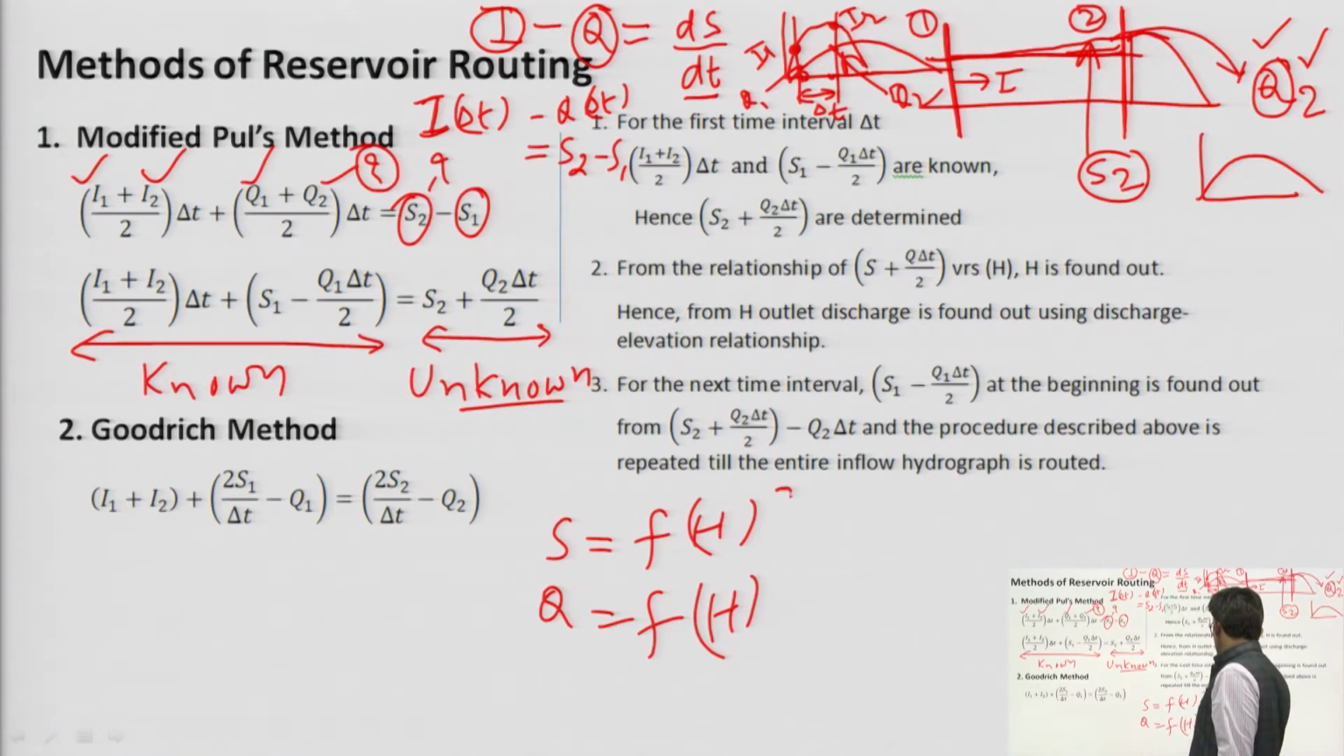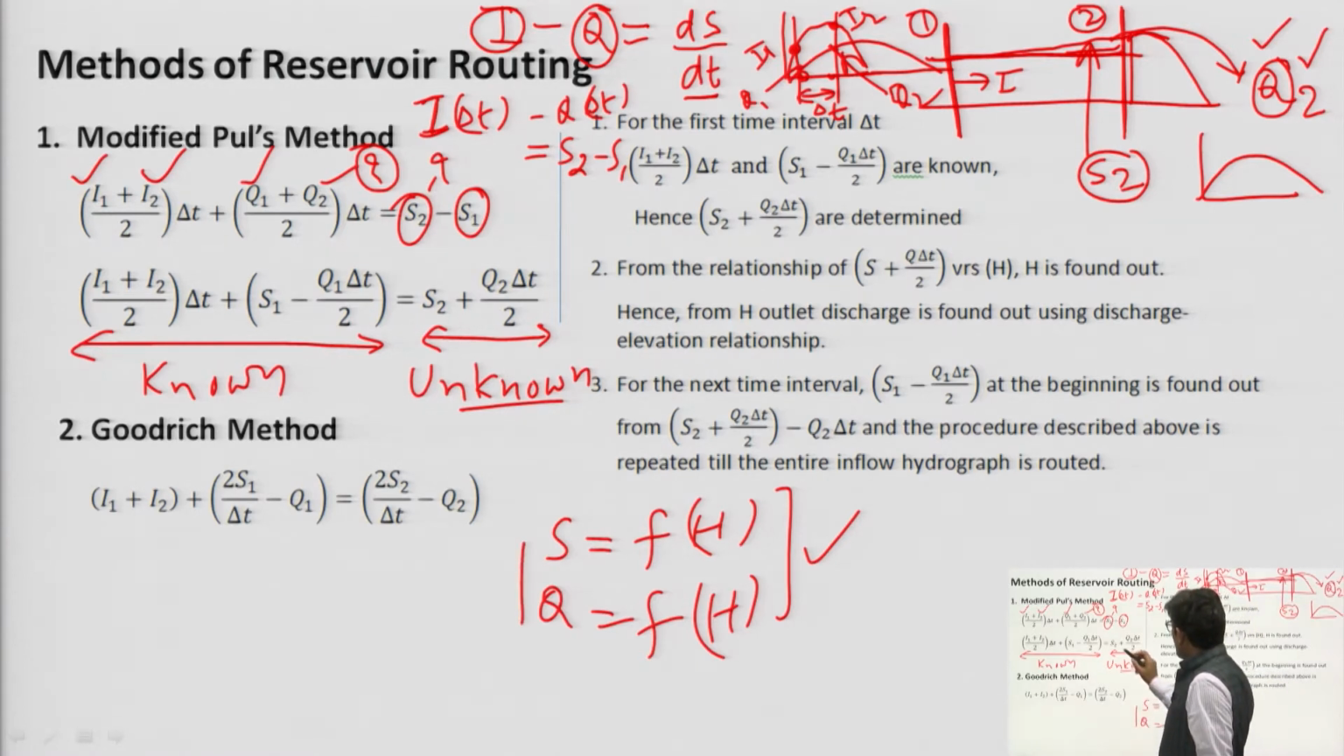Okay. That expression has been understood with the help of one example. So, we have this one relationship, and that one value we can calculate with the help of the input data. Therefore, the values of Q2 and S2 can be calculated with the help of this phenomenon, and that procedure has been proposed by Puls.